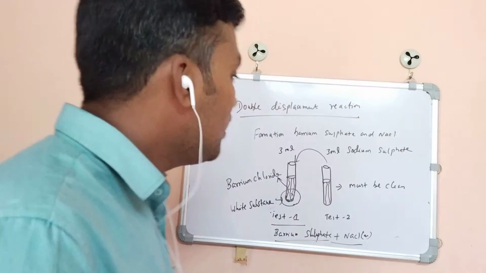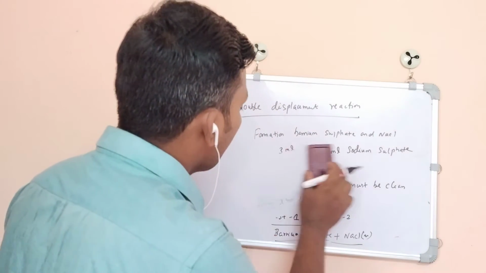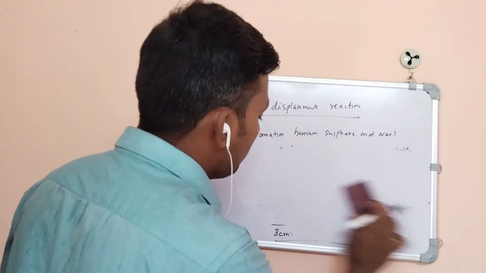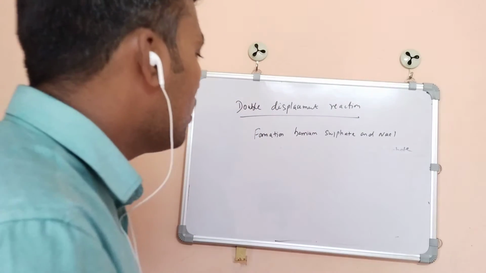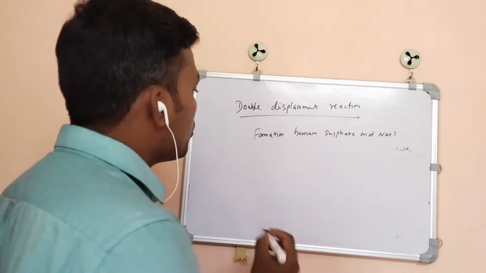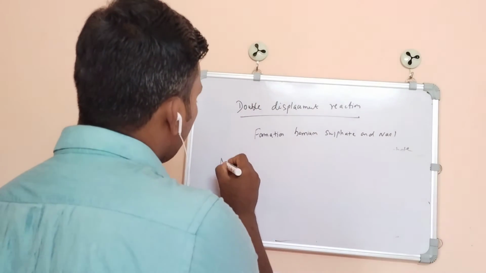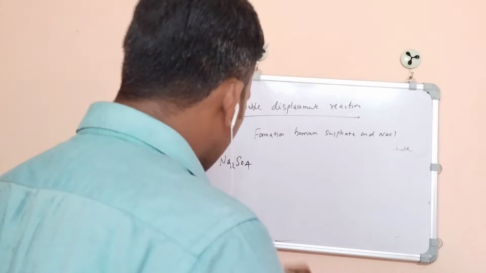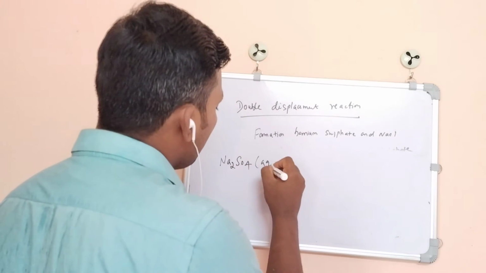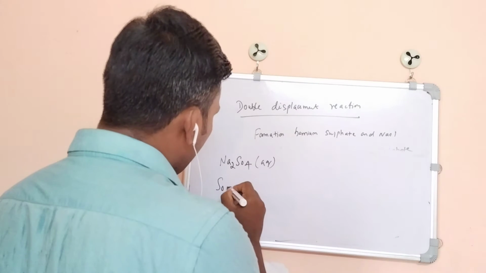Now let's see the reaction of this experiment. What are the reactants we have taken in the test tube? First one is sodium sulfate. This is in aqueous medium. This is sodium sulfate.